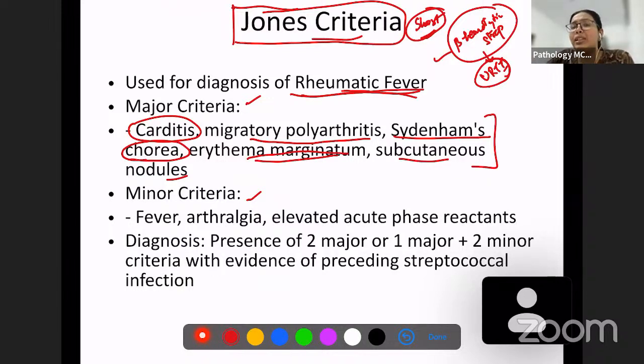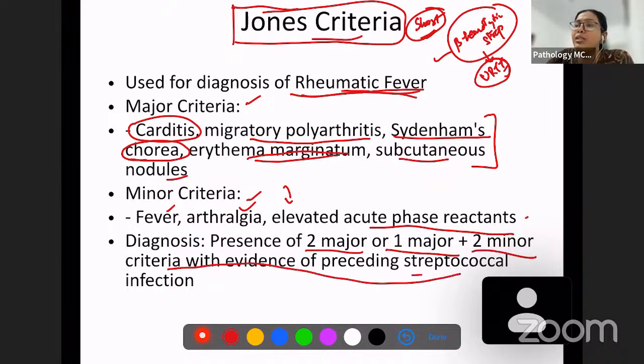There are some minor criteria also: fever, arthralgia, elevated acute phase reactants. These are very non-specific and hence they are put under the minor criteria. So diagnosis is the presence of two major criteria, or one major and one minor criterion, or two minor criteria with evidence of preceding streptococcal infection. If there is a documented preceding streptococcal infection, then two minor criteria are sufficient.